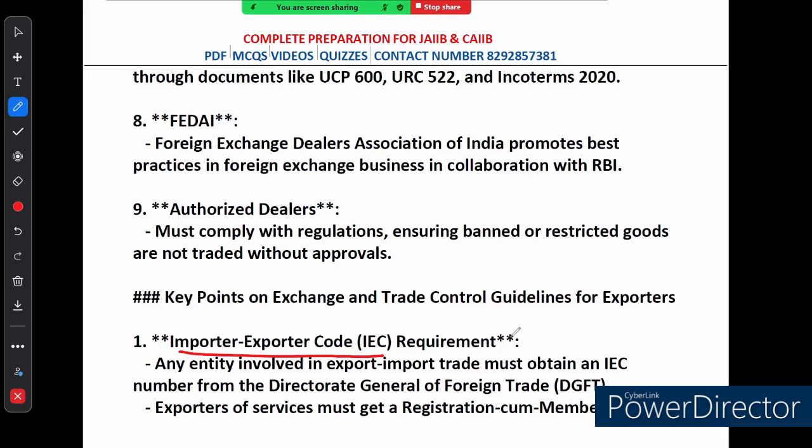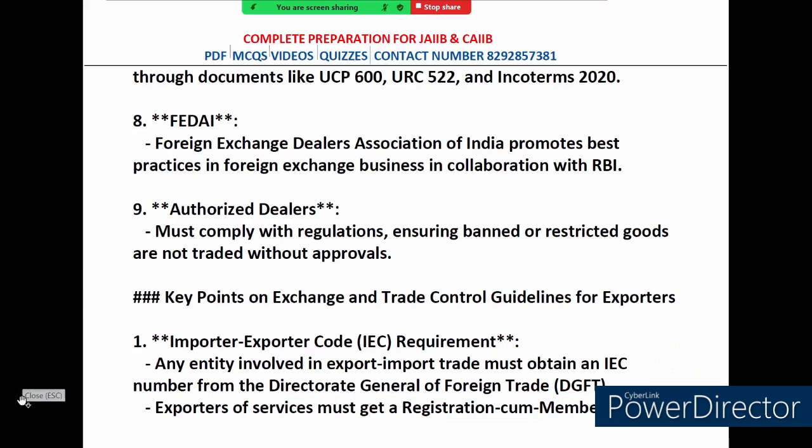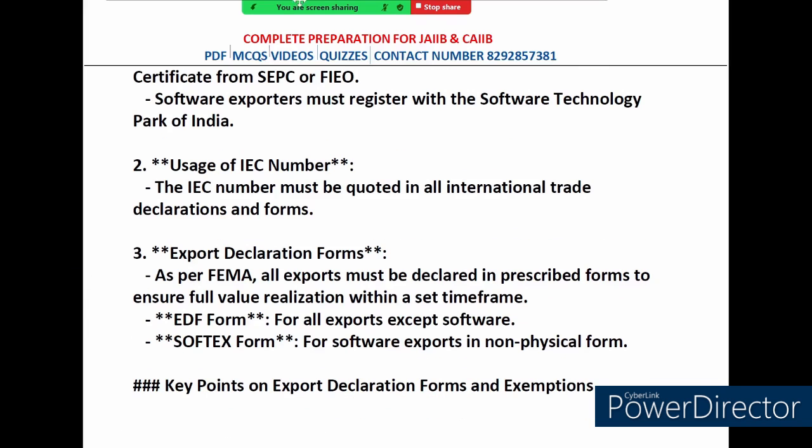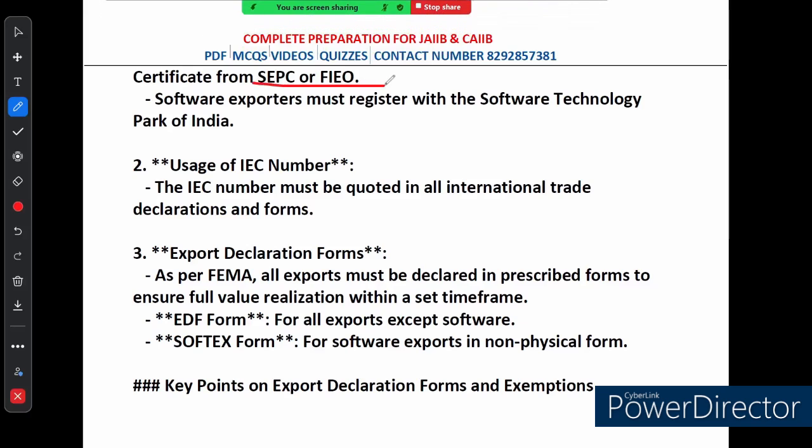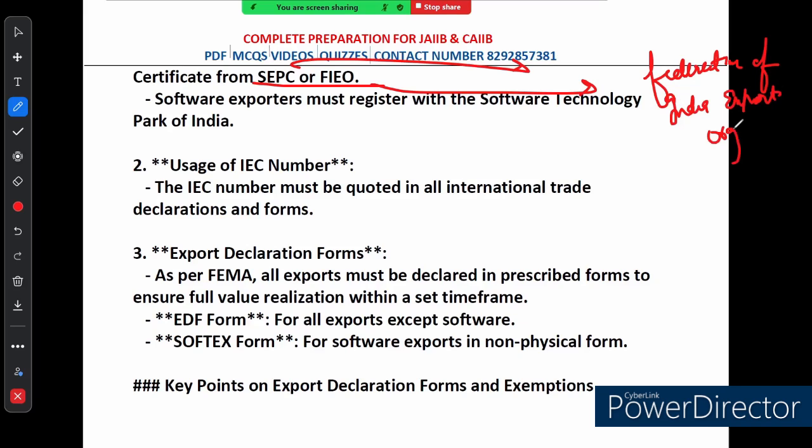You need to get this code from DGFT, the Directorate General of Foreign Trade. And if you are exporting services, you also need a Registration cum Membership Certificate, that is called RCMC. So the first thing you need is the IEC, which is mandatory, and the second thing, if you are exporting, is the RCMC from SEPC or FIEO, right? SEPC means Service Export Promotion Council, and FIEO means Federation of India Export Organisations.